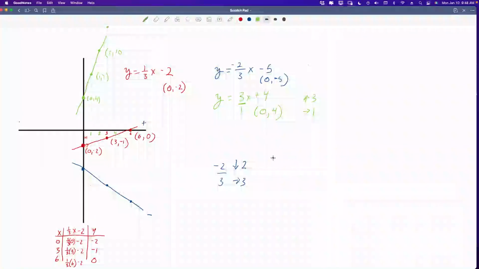The only other thing I'm going to add is that when this goes down, this is called sink. And when it goes up, it is called rise. And x, because it always goes to the right, is called run. So you can have rise over run, or you can have sink over run, depending on the sign. Sink is negative, rise is positive. Run is always positive, so it's always over a positive.